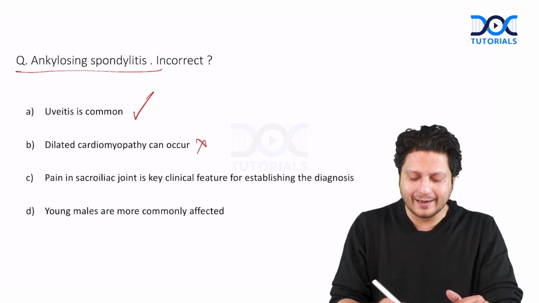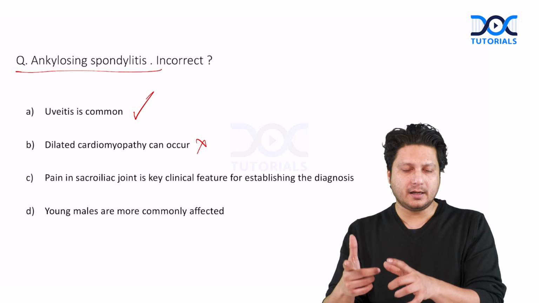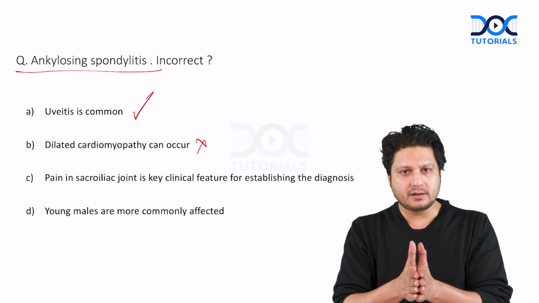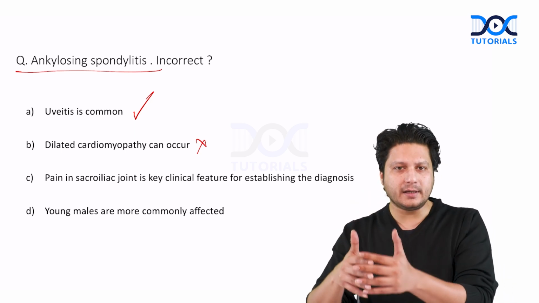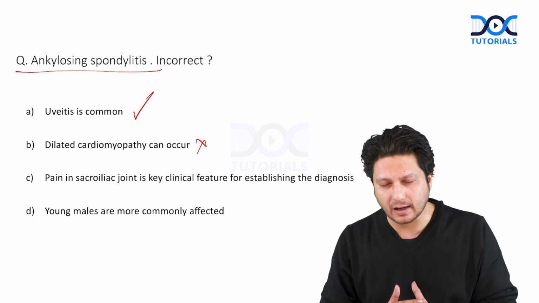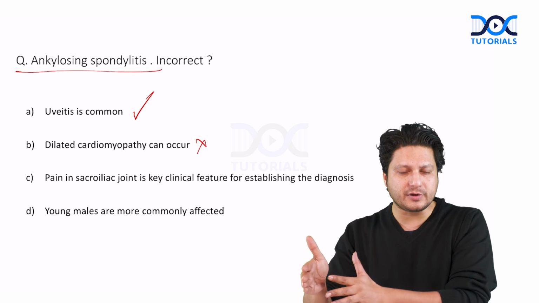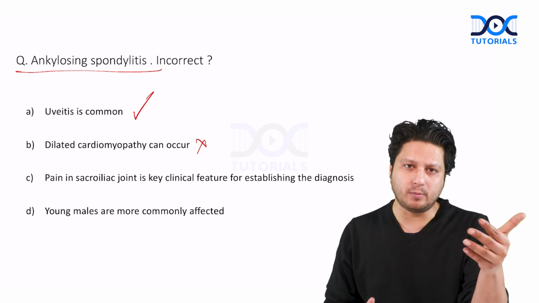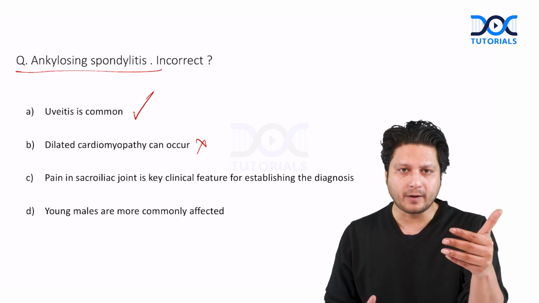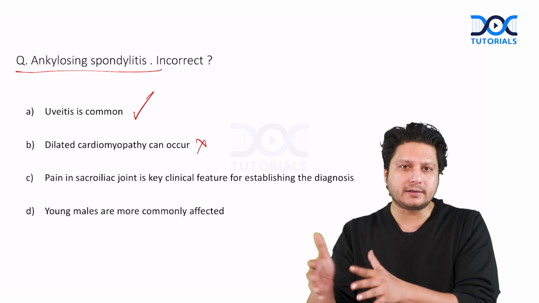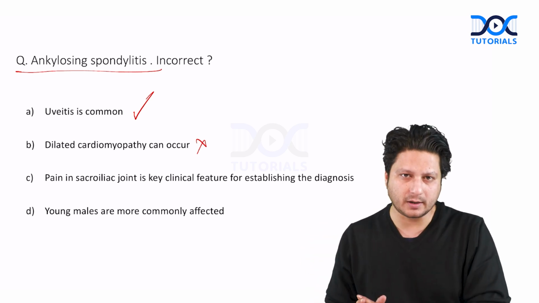Second one, dilated cardiomyopathy can occur. You see, the two features related to cardiac anomaly in ankylosing spondylitis are aortic valvular disease, that means aortic valvular insufficiency, and degrees of heart block, that means third degree heart block. Dilated cardiomyopathy is not a feature of ankylosing spondylitis.